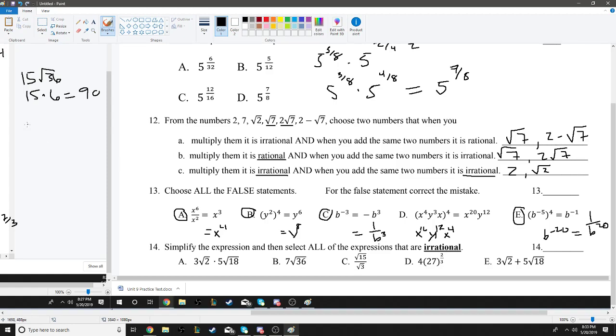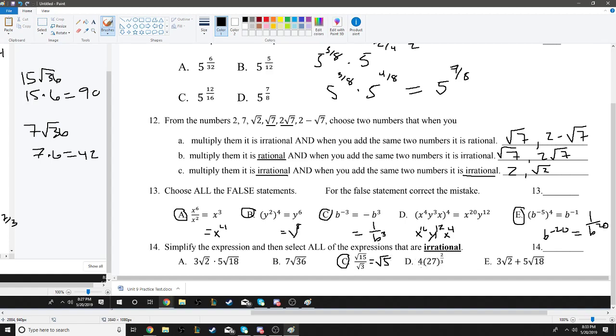Okay. For B, that's 7 times root 36. But you can take the square root of 36, it's 6. And 7 times 6 is 42. That is rational. C is actually irrational, because you can divide what's underneath the root. You can't divide the exponents. You can divide the bases. So 15 divided by 3, that's the square root of 5, and that is irrational.